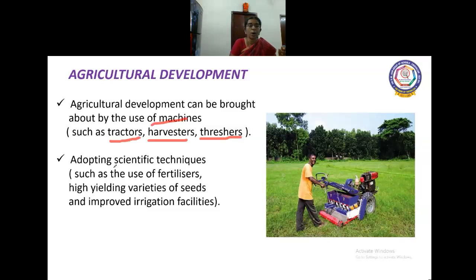And we have to adopt more scientific techniques such as use of fertilizers, high yielding varieties of seeds and improved irrigation facilities. By using all these scientific techniques, we can bring a very good agricultural development in our country.